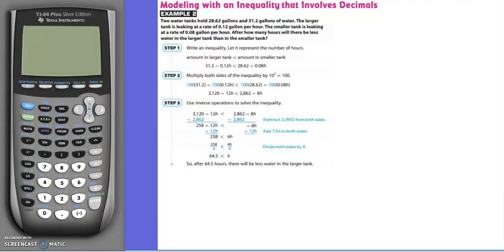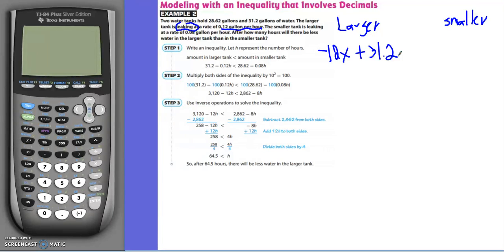All right, let's look at example 2. It says 2 water tanks hold 28.62 gallons and 31.2 gallons of water. The larger tank is leaking at a rate of 12 gallons per hour. All right, so we have 2 tanks. We have a larger and we have a smaller. And when we're leaking, that vocabulary word tells us that that's a negative. So we have a minus 12x, and the larger tank would be 31.2.